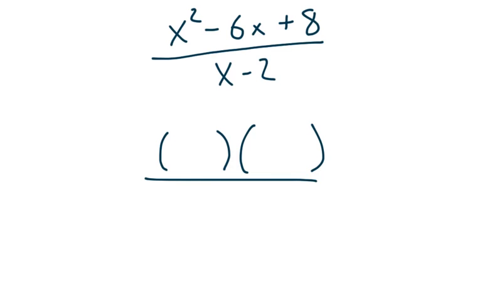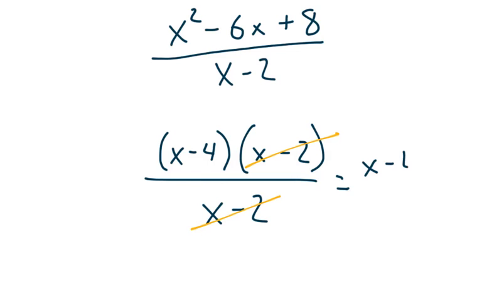So maybe you say, okay, negative 4 times negative 2. A negative times a negative still multiplies to positive 8, but it adds up to negative 6. That looks good to me. So x minus 4 times x minus 2 would be how we would factor the numerator here. Again, we already just had an x minus 2 at the bottom. Those two are the same, so they get canceled out. That means our answer would be x minus 4.